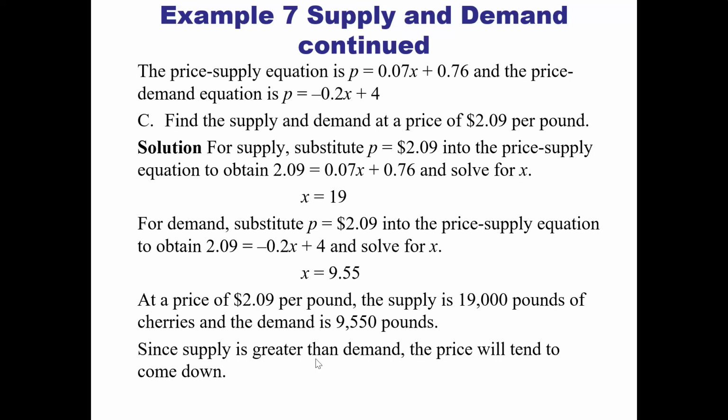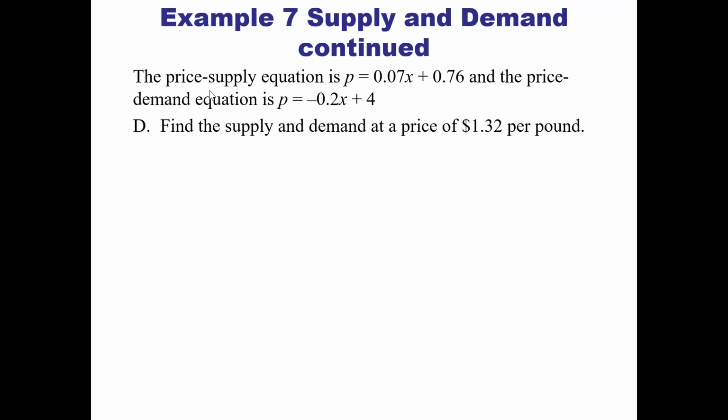Now, since the supply is greater than the demand, the price will tend to come down. Notice our supply is a lot higher than our demand. What we saw in the original problem is that when it was a lower price, the demand was higher, and when it was a higher price, the demand was lower. So eventually they have to come together and meet in the middle so everybody's happy.